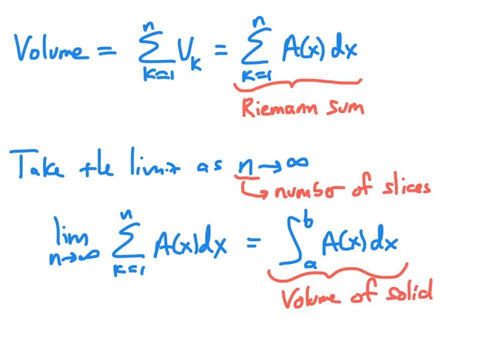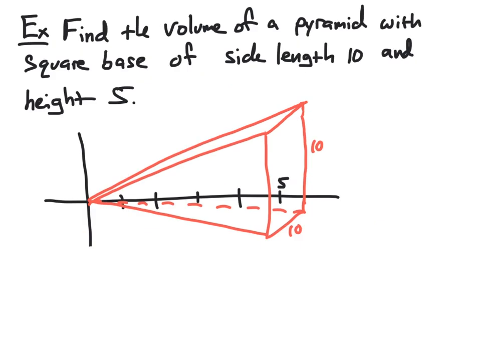And so what we need to do in order to compute this volume is we need a way of computing the cross-sectional area at every value of x between a and b, which means at every point of our solid. And if we can find a function that gives us that area, then this integral will give us the volume of that solid. Let's take a look at a simple example where we're finding a volume using this integral.